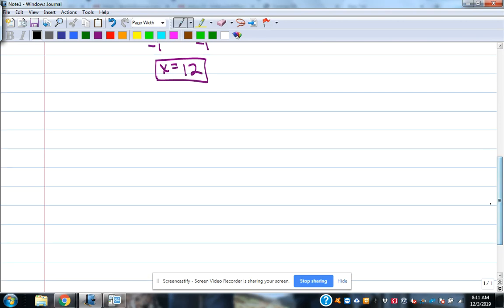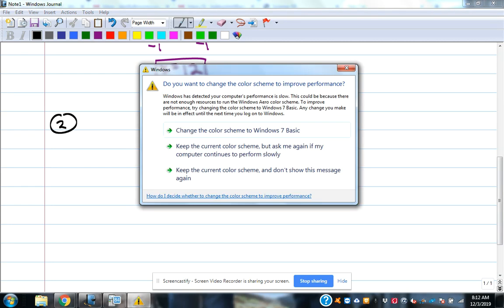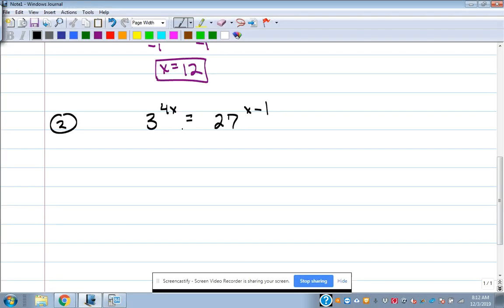Okay, let's look at another one, different. Let's look at 3 to the 4x is equal to 27 to the x minus 1. All right, so this is where our brain power's got to start working a little bit because the bases are not the same. That's the key. 3 will go into 27, but we want to think exponentially with this. So it's not how many times will 3 go into 27, but how can I rewrite 27 as an exponential?